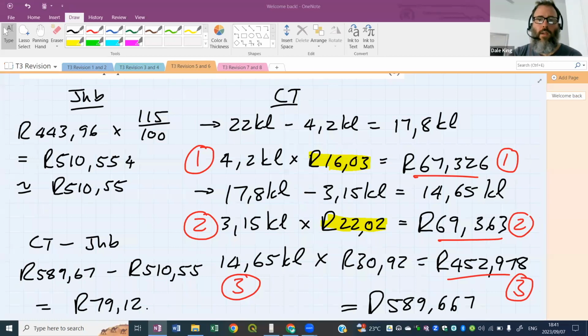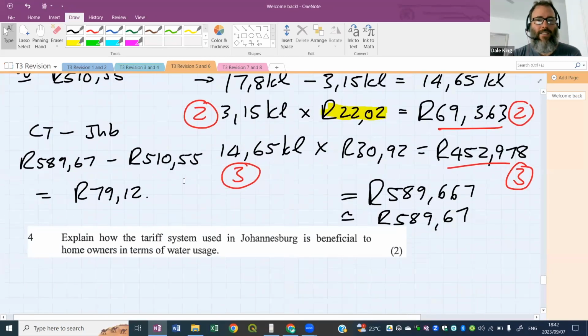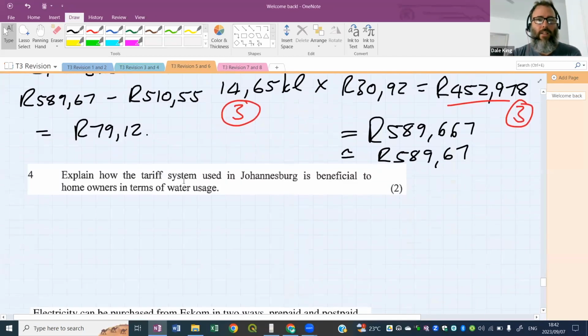Sure, guys, that was a meaty question. That was rump steak, 500 grams of rump steak right there. Okay, let's see what else they've got. Oh gosh, here we go.